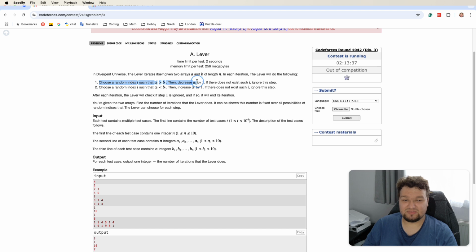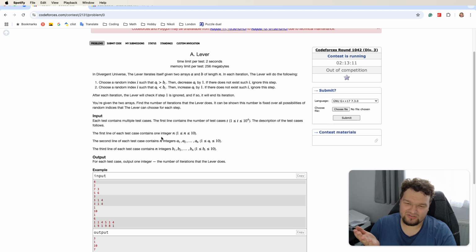the number of times step 1 will happen is just the sum of A_i minus B_i over all positions where A_i is greater, and the number of times step 2 will happen is the sum of B_i minus A_i over all the positions where A_i is smaller. So we need to calculate those values.